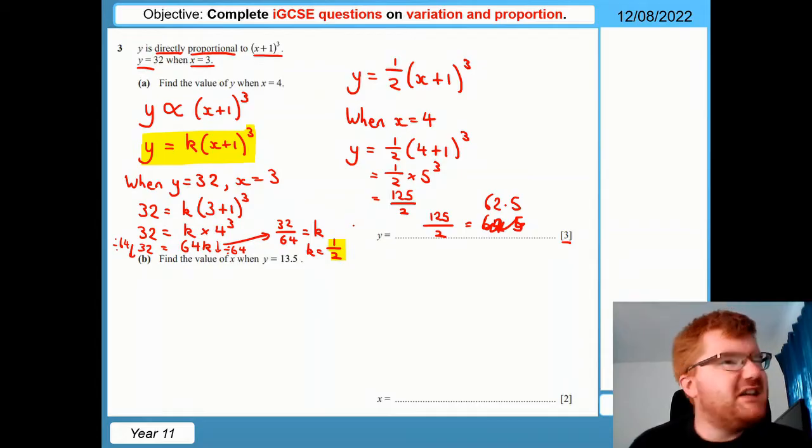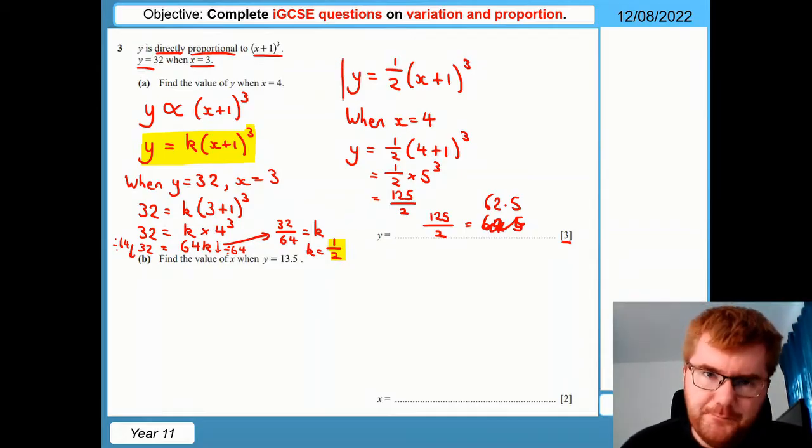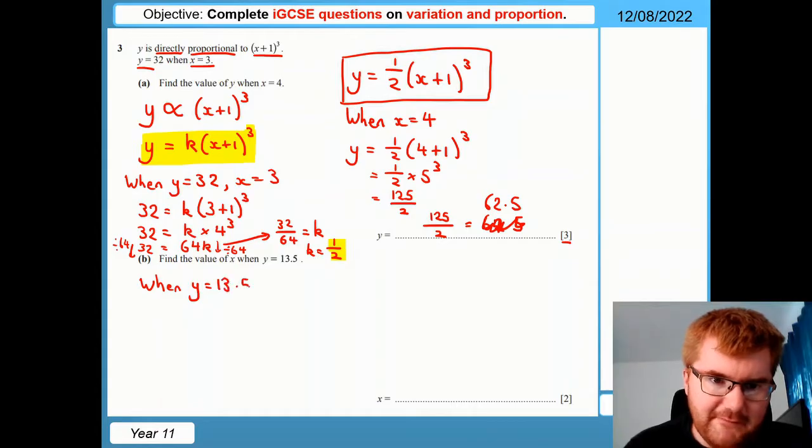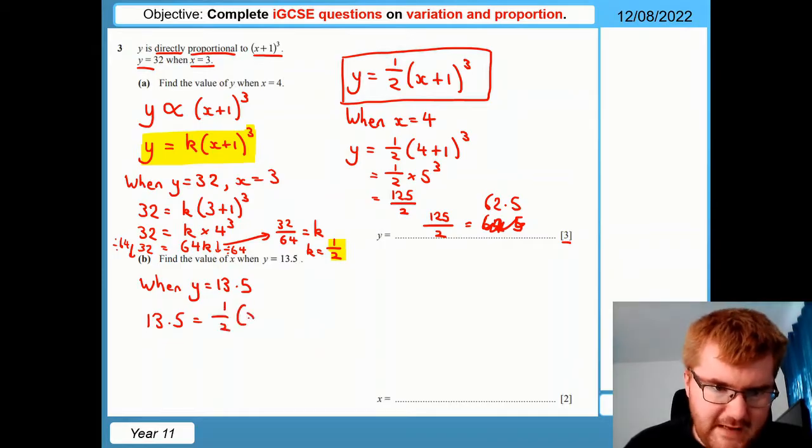Now part B is a typical follow-up question to this. So now we want to take this equation that we worked out in part A and find the value of x when y is 13.5. So I'm going to replace the y with 13.5 and leave everything else the same. So we get 13.5 is equal to a half x plus 1 all cubed.